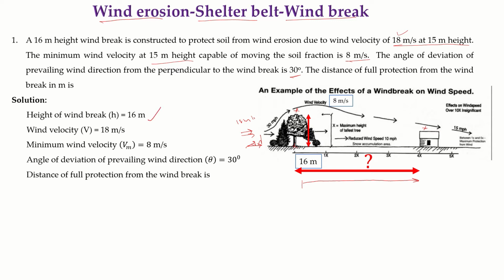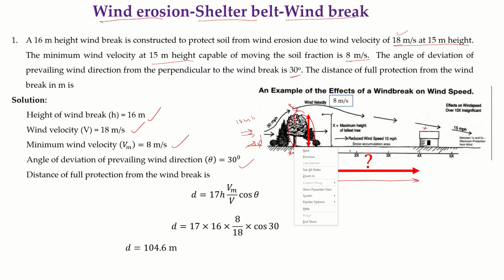This is the height of my wind break, that is 16 meter. The wind velocity is 18 meter per second, and the minimum wind velocity at a height of 15 meters is 8 meter per second. The angle of deviation, theta, is equal to 30 degrees. So you know the formula for the distance of full protection, from your wind break to the farm shed, that may cover the distance d. So d is equal to this formula.